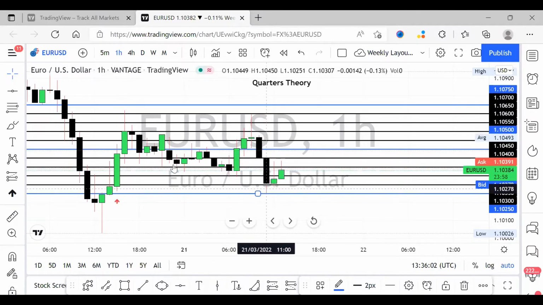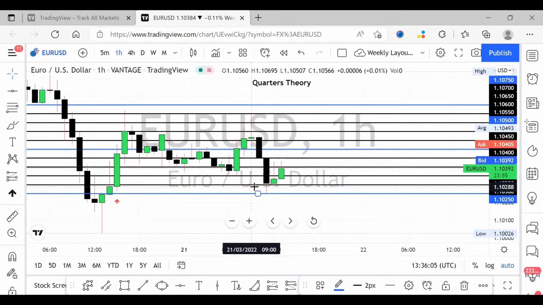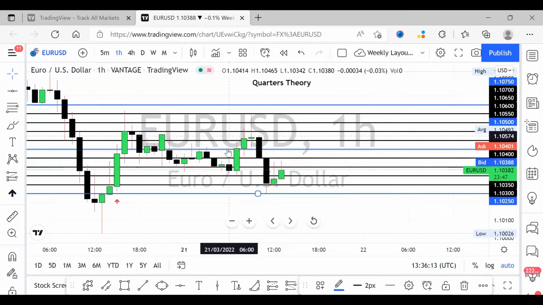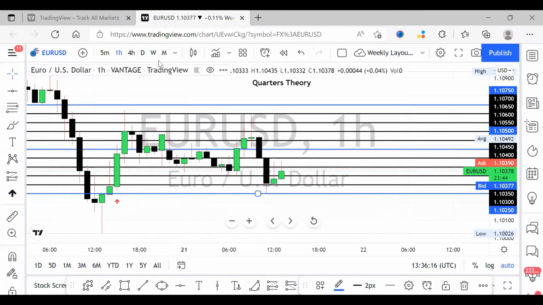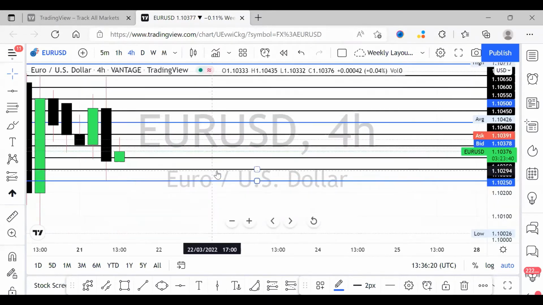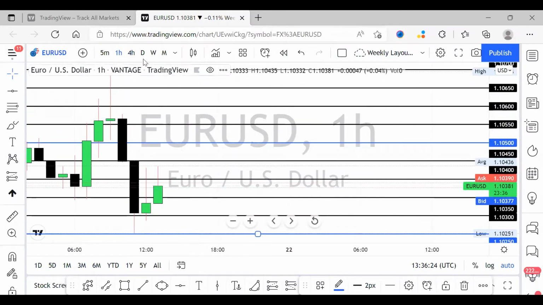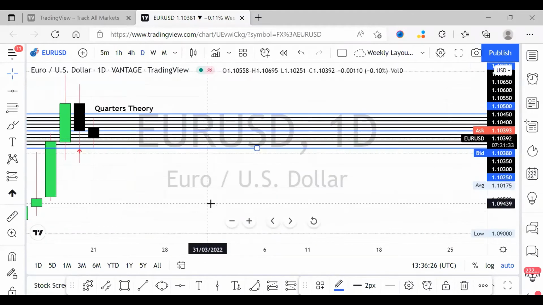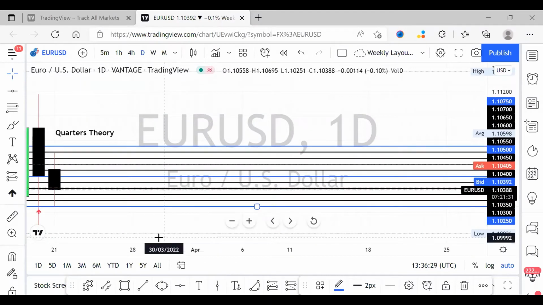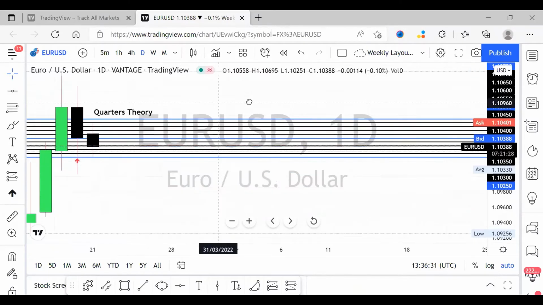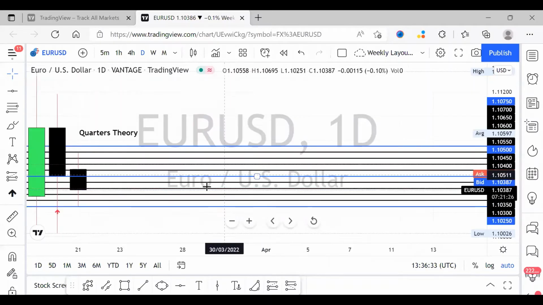Okay, so if you understand quarters theory properly, you'll be able to take your trades in between the 50 pips, 25 pips, 10 pips, and you'll be able to see why price reacts from these zones. Okay, it's best if you do this either from the 4 hour or the 1 hour. Okay, if you do it from the daily, you won't be able to see them as clearly, but it still works. Okay, it doesn't matter how you do it.